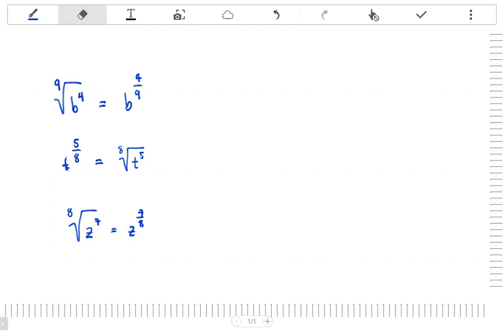To properties of exponents. 첫 번째 문제 보면 y to the 3/4 times y to the 1/3. 이건 민혁이가 해볼까? y to the 13/12. 13/12. Nice job.